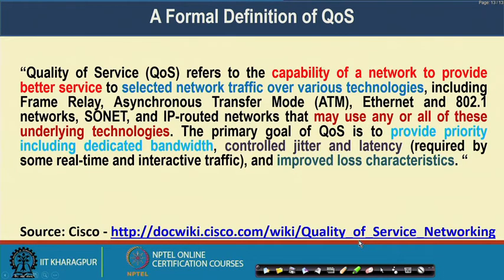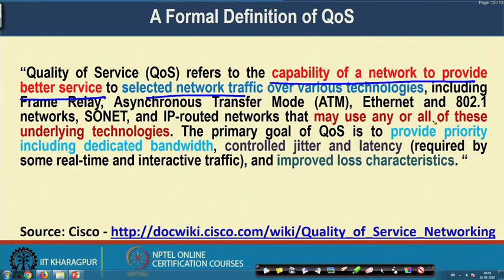Okay. So, here is the formal definition of quality of service, which is coming from Cisco. I have highlighted the different parts of the definition in different colors, the important keywords. Quality of service refers to the capability of a network to provide better service to selected network traffic. Why selected network traffic? Because we are looking into network traffic which is quality of service associated, like voice traffic or video traffic, over various technologies including frame relay, asynchronous transfer mode, Ethernet and 802.1 networks, SONET and IP based networks.